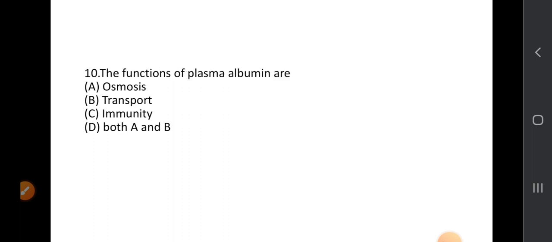10th question is, the functions of plasma albumin are A, osmosis; B, transport; C, immunity; or D, both A and B.